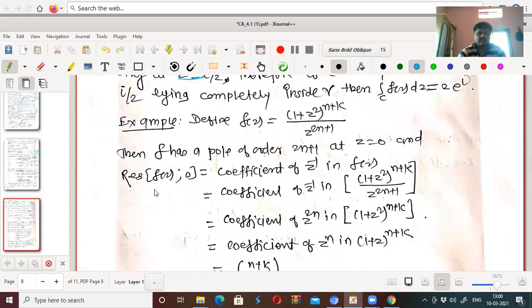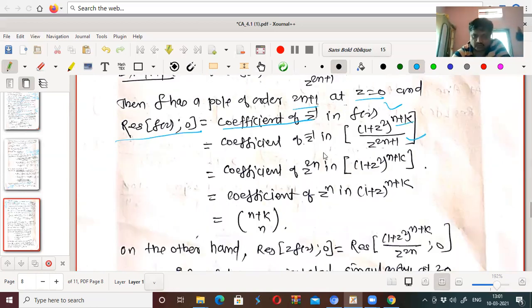Now, if we define f of z as (1 plus z squared) to the power n plus k, upon z raised to 2n plus 1, then f has a pole of order 2n plus 1 at z equal to 0. And the residue of f of z at 0 becomes the coefficient of z raised to minus 1 in this f of z. That is the coefficient of z raised to 2n in (1 plus z squared) to the power n plus k.